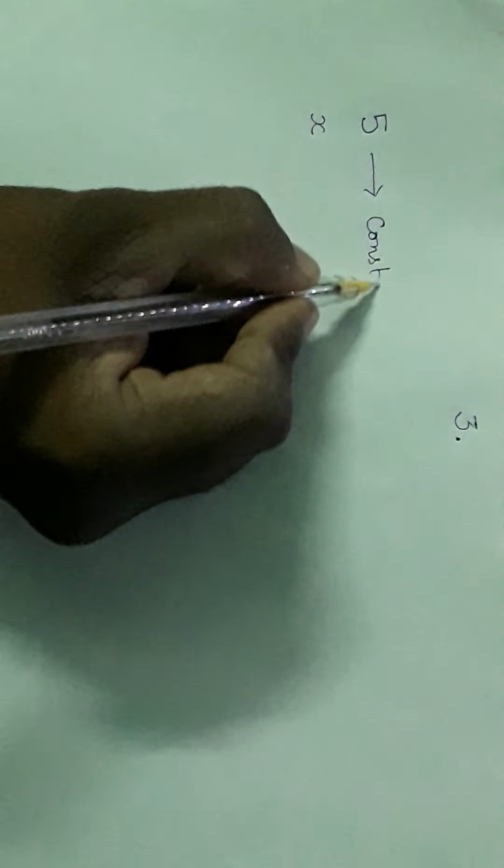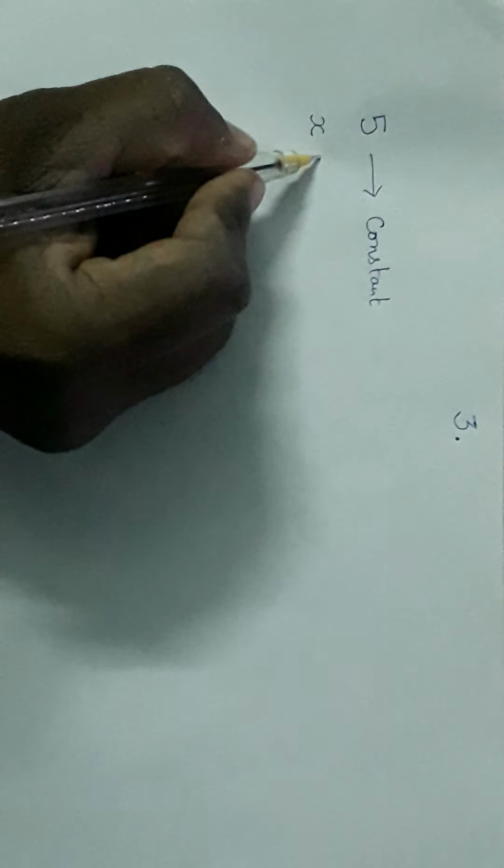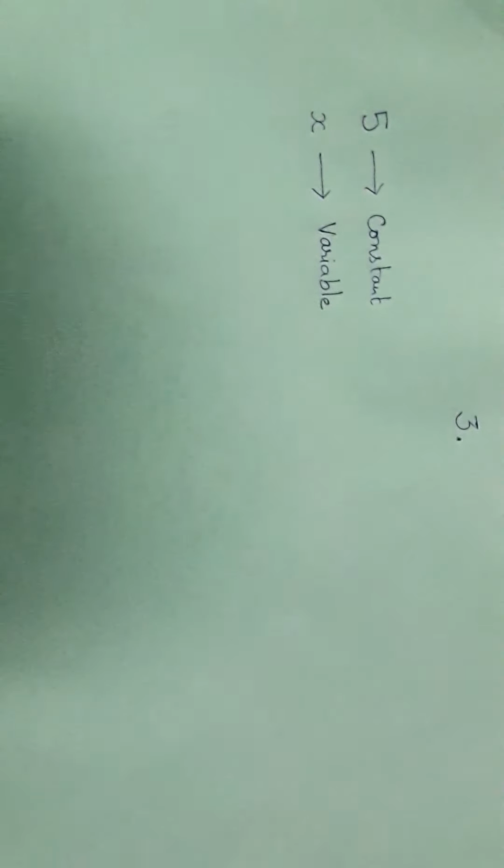Are you ready for that? Before introducing the chapter to you, tell me what I am writing here now. What is this? This is number 5. One more thing. Now tell me what is this? This is the lowercase alphabet x. So this 5 is called a constant, and this alphabet which I wrote here is called a variable.